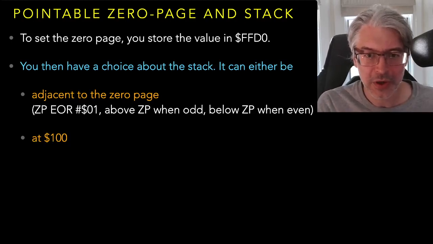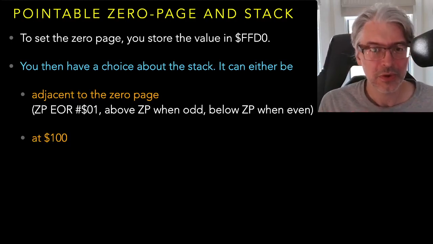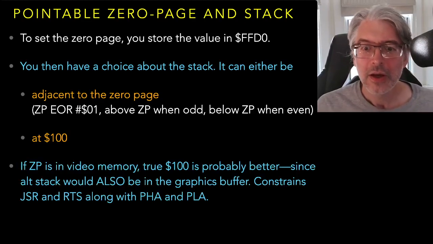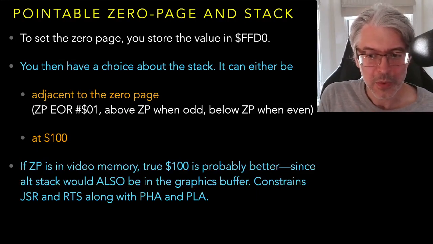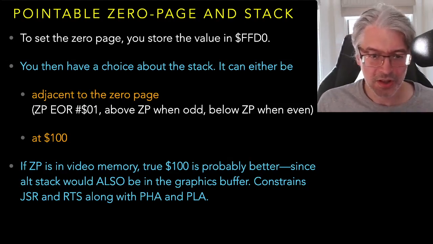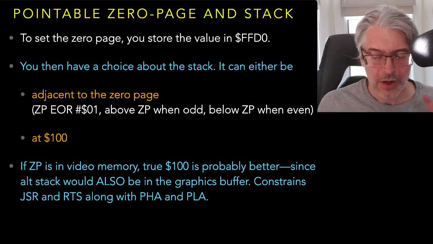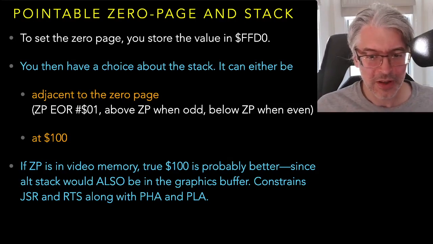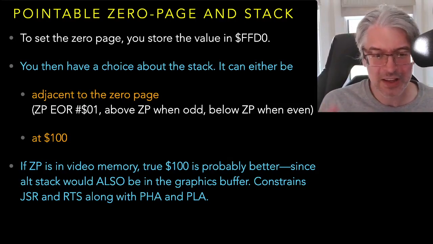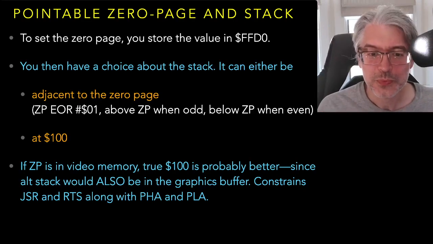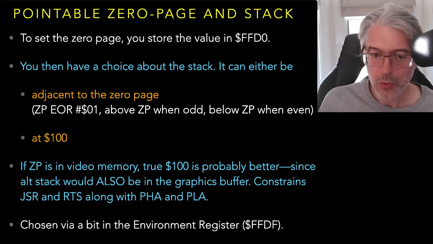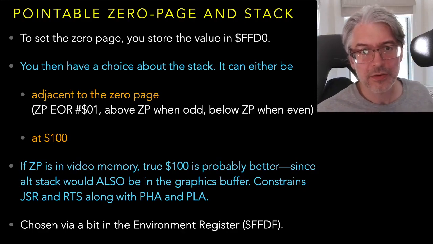The other option is you could just have it at 100. So it could either follow the 0 page to wherever you sent it, or it could just be at 100 while the 0 page is off wherever you said it was going to be. If the 0 page is in video memory, then it's probably more sensible to pick true 100 for the stack, because otherwise the alternate stack would also be in video memory. And that keeps you from doing a fair amount of things, because even JSR and RTS mess up the stack. So if the stack is on your screen, you will see your screen messed up. How you choose the stack placement is one of the bits in the environment register at FFDF.